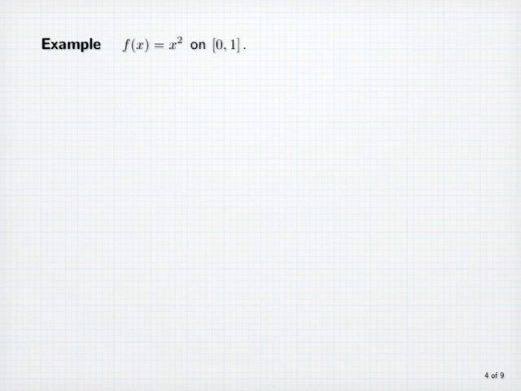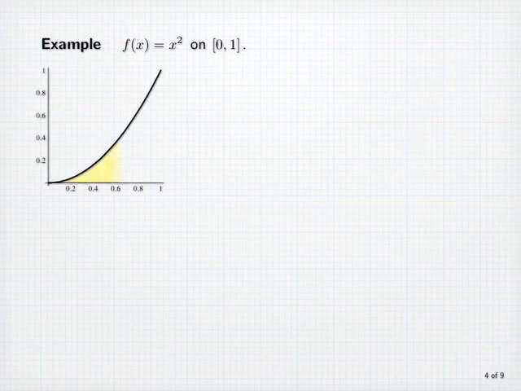Now let's look at an example. Let's consider the function f of x equals x squared on the interval 0 to 1. Here's the graph of the function, and here's the area under the curve. Let's compute left endpoint, right endpoint, and midpoint approximations to the area based on n equals 10 rectangles. n equals 10 gives us delta x equals the width of the interval, 1, divided by 10.